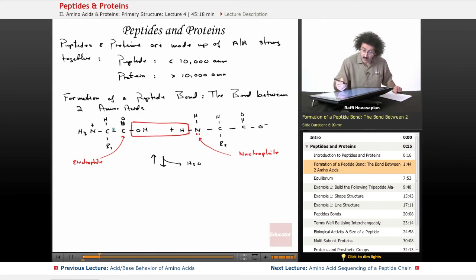But that's what happens. What you're going to connect is, and I'll do this one in blue, you're connecting those two. You're connecting this carbon of one amino acid to the nitrogen of the amino group of the other amino acid. Okay, and in this direction, it is condensation because, again, the elements of water are removed.